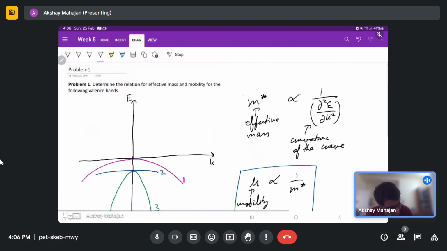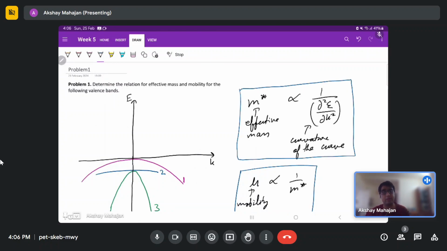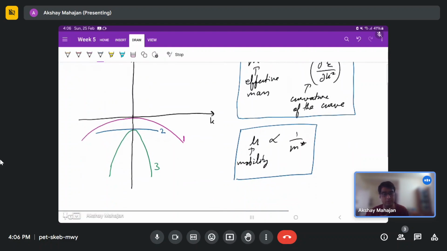So you need to remember these 2 things: the effective mass is inversely proportional to the curvature of the curve, and the mobility is inversely proportional to the effective mass.